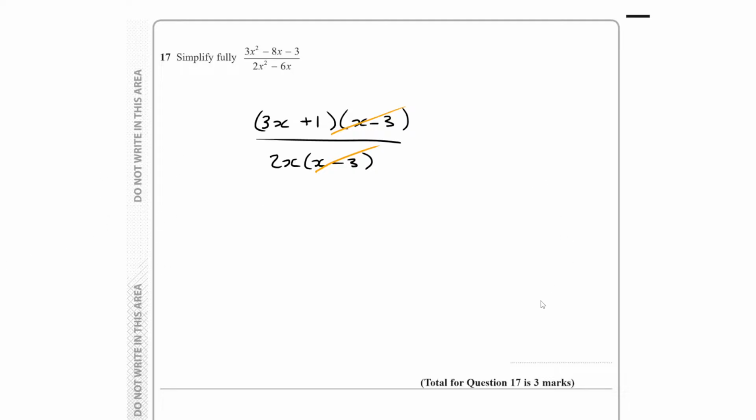Obviously then they cancel out, and then there's nothing else you can simplify because you have to look at all of the terms that are left. We've got 3 terms, 3x, 1 and 2x. None of them have a common number, none of them have a common letter, so that's just the answer. You get 3 marks for basically doing all of the factorizing.